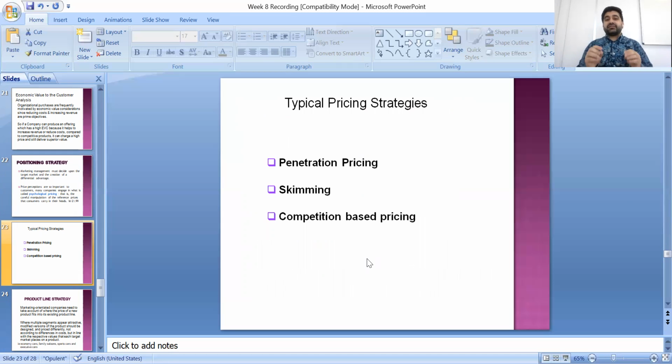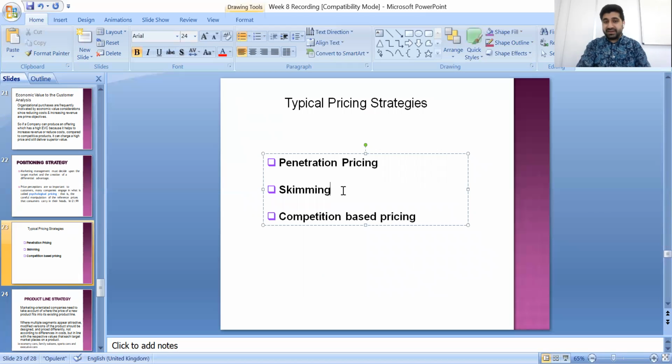So there are three main types of pricing strategies. Number one, price penetration. Number two, price skimming strategy. And number three, competitive based pricing. Price penetration means that at first, companies try to offer their product with a very low margin, at a very low cost. They start selling their product initially. This is called price penetration.